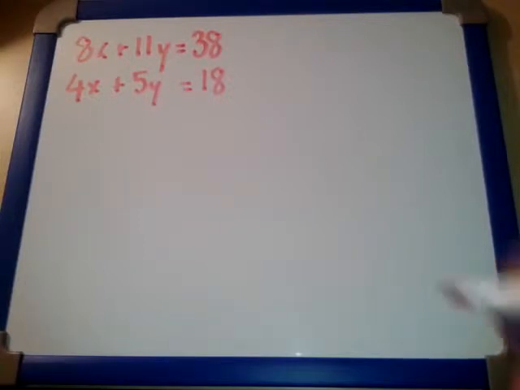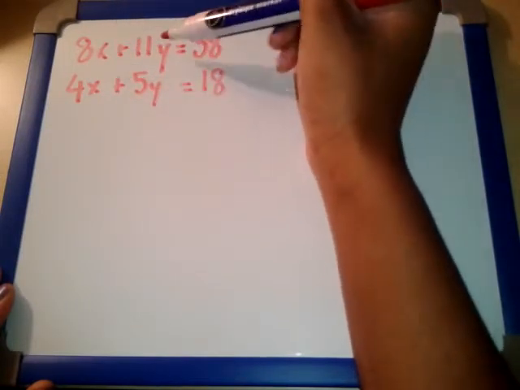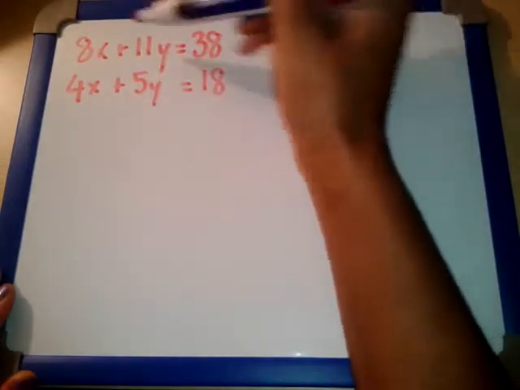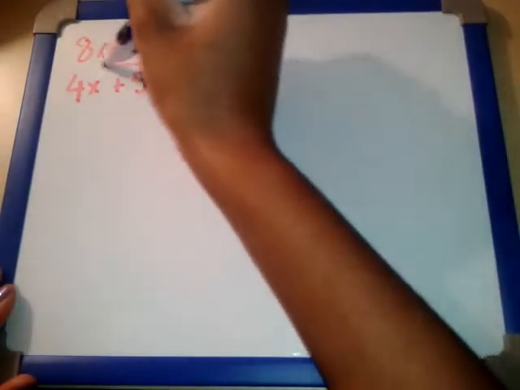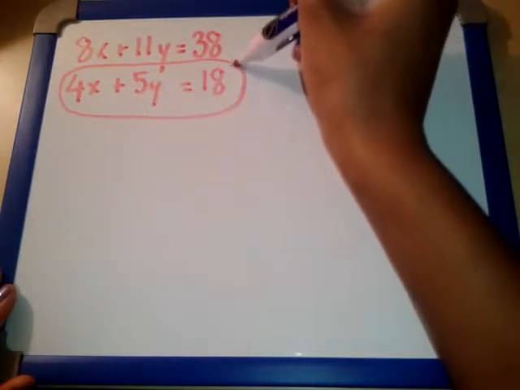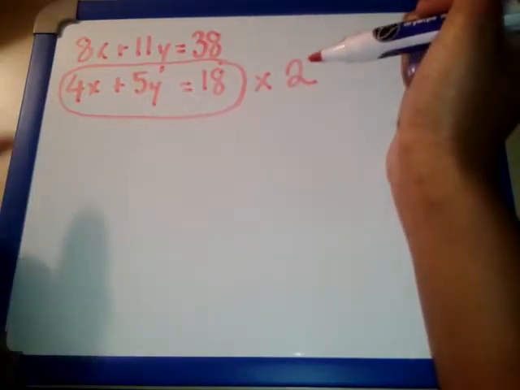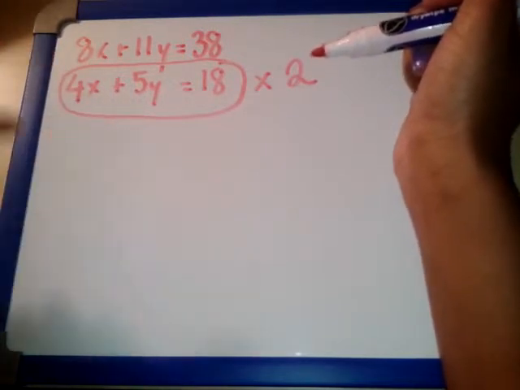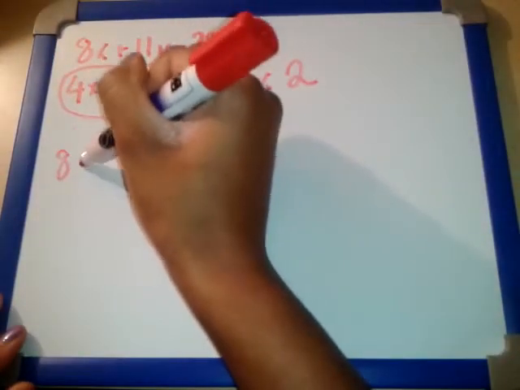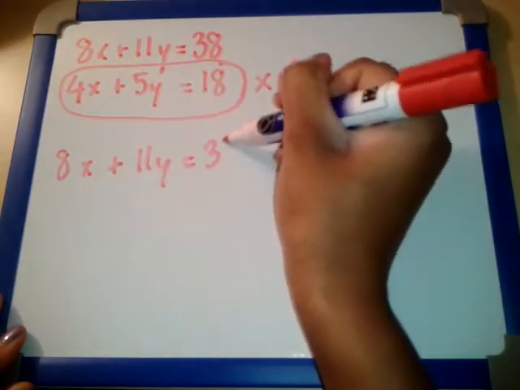Right, in the elimination method the aim is to get the x values or the y values to be exactly the same for both equations. So if we look at the second equation, if we were to multiply it by 2, then we would get the x values to be the same for both equations. So I'm going to rewrite the first equation first. 8x plus 11y equals 38.